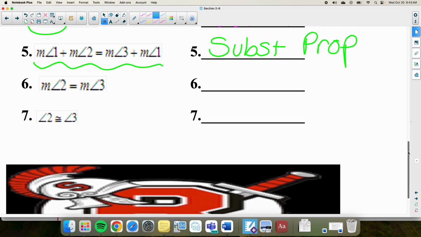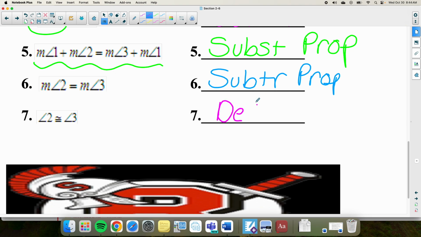Now can you tell what they did from step 5 to 6? They subtracted the measure of angle 1. And then last step, they took the M's off and added the squiggly. What's that? Yep, definition of congruent angles.